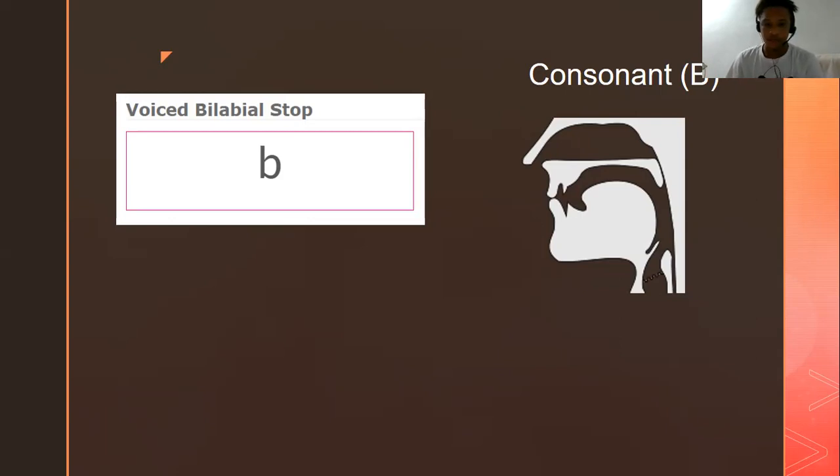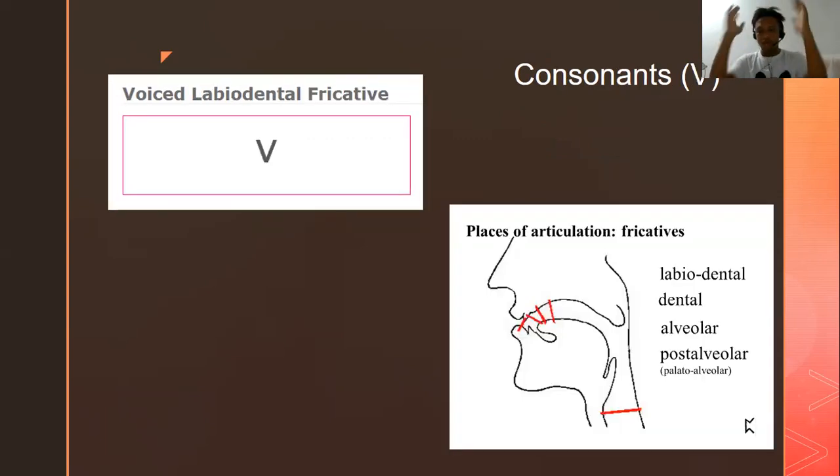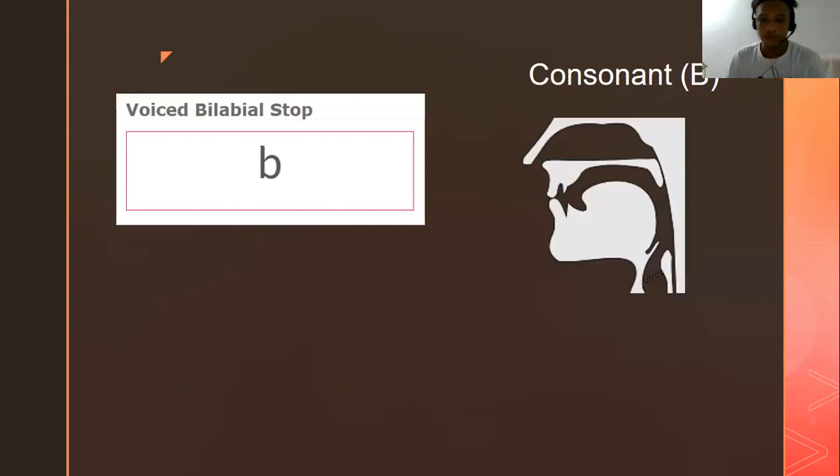I'm sorry, I forgot to give some examples with the letter B. For example, your house is very far, and I'm really, really lost from this. Another example for this consonant is boy. I'm going to go with that boy. You have to use both lips to pronounce that consonant correctly.